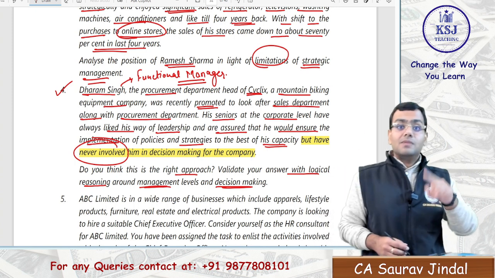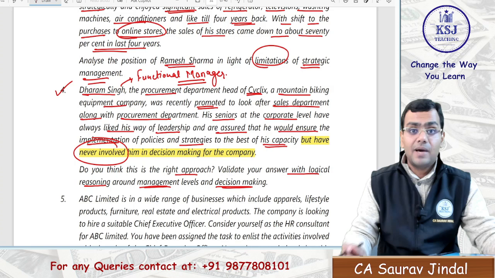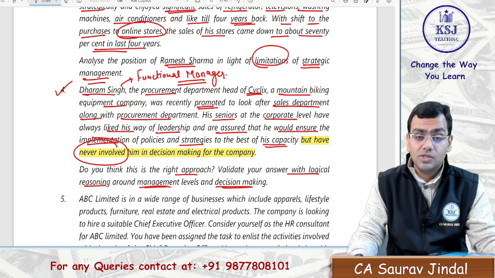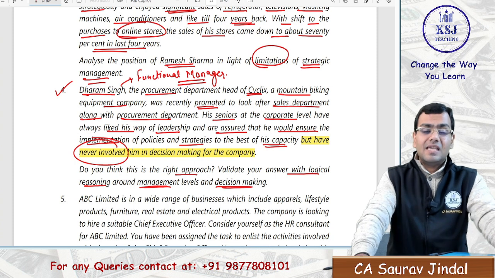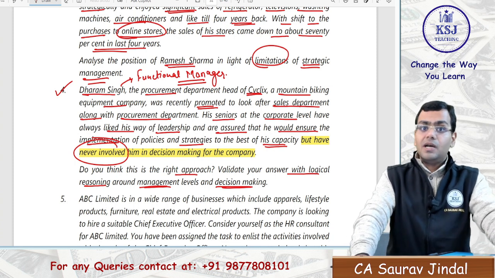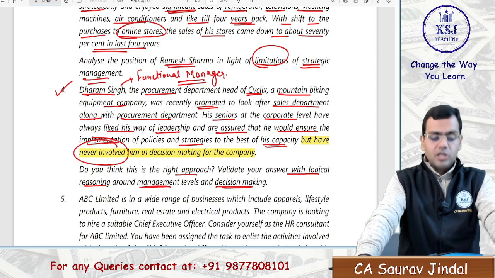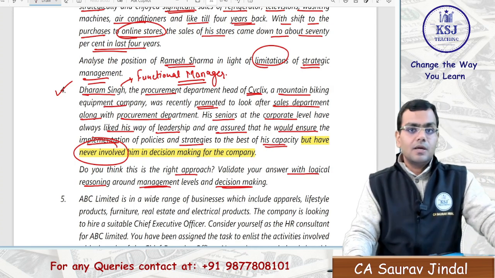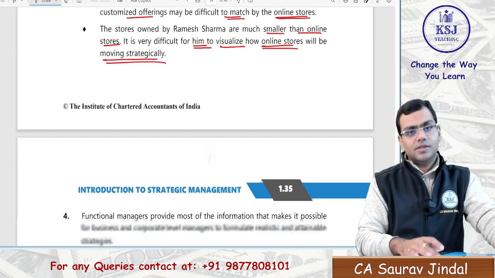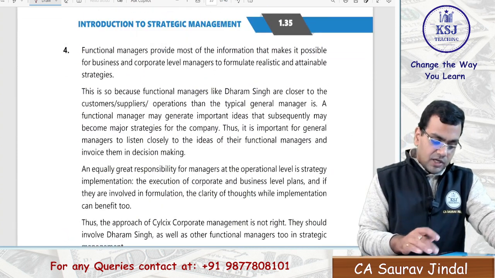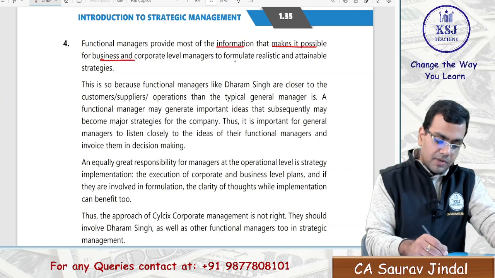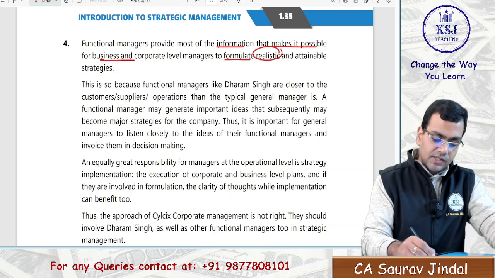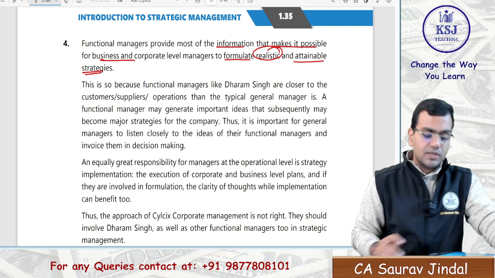Why? Because Dharam Singh is a functional level manager, and functional level managers are the ones who are nearest to the consumer, right? And their inputs are very important in making the right strategies by the corporate level and the business level. So he should be involved in the decision making. That is what the answer says. The functional managers provide most of the information that makes it possible for the business and corporate level managers to formulate realistic and attainable strategies.